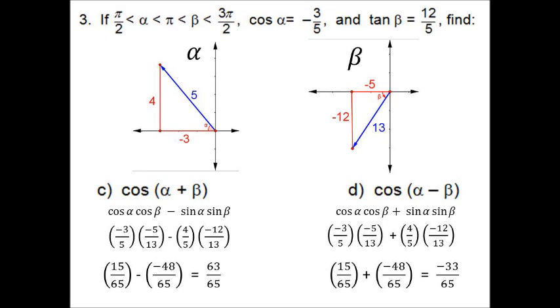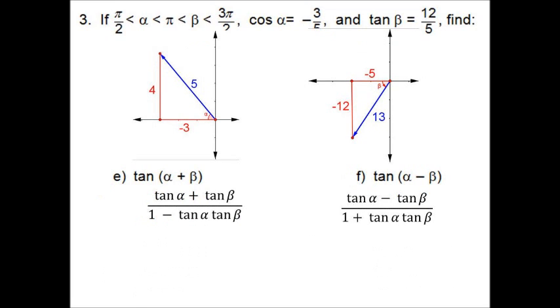So if we go ahead and plug in those fractions that we've already used, we would have 15 over 65 minus a negative 48 over 65. That's equal to 63 over 65. That's for the sum identity. And then for the difference identity, we would have 15 over 65 plus a negative 48 over 65, and that would give us a negative 33 over 65. Those are pretty much reviews from Wednesday.